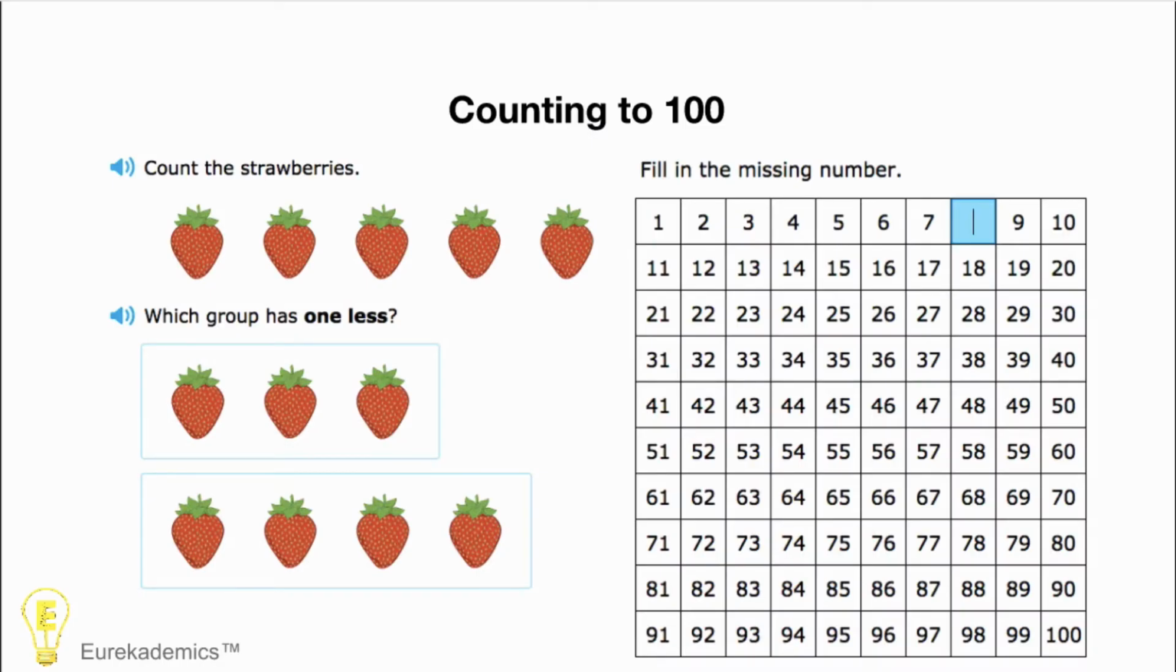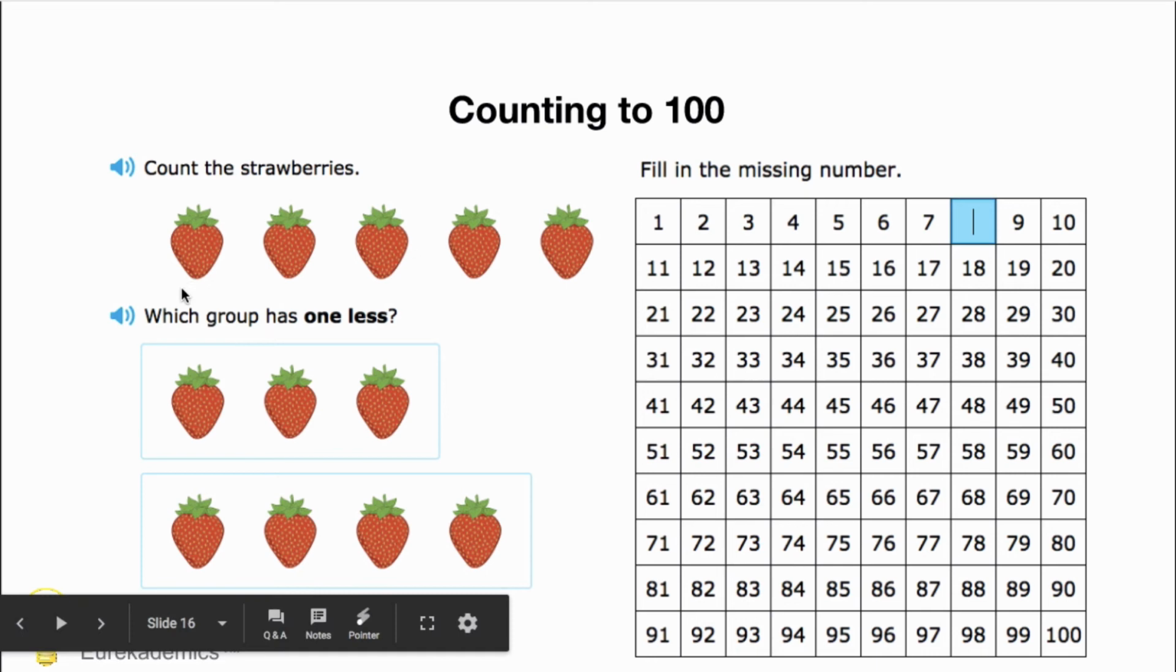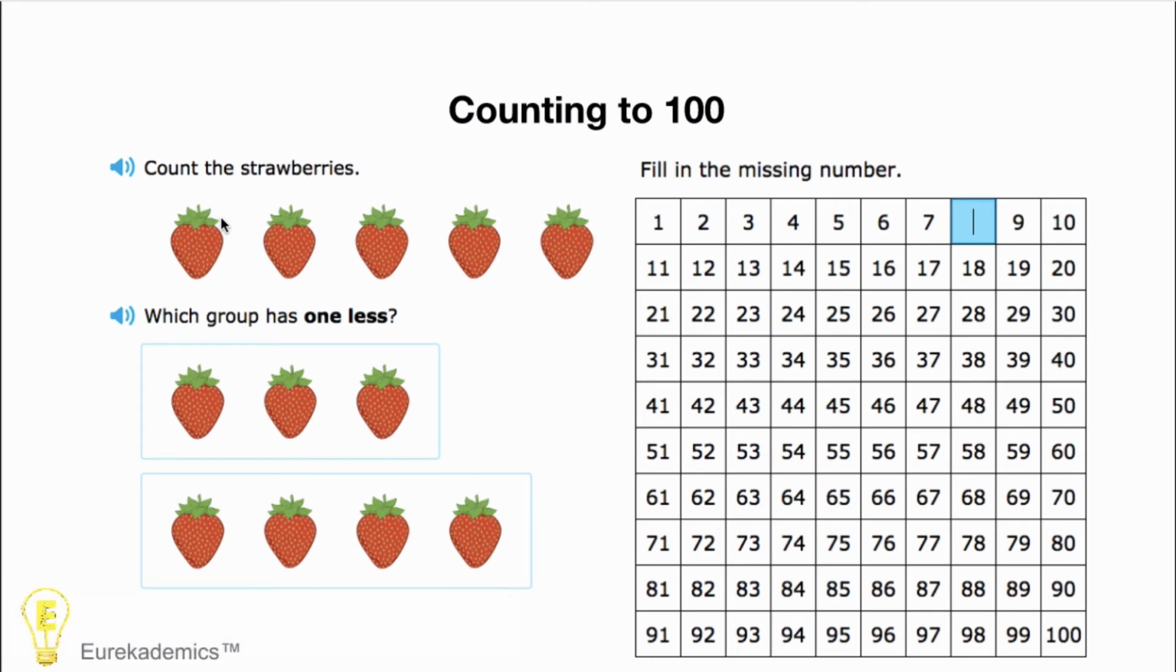All right, so let's just practice a little bit of counting. Let's see if we can figure out how many strawberries we have. Let's count together. 1, 2, 3, 4, 5. Awesome. Now we're going to learn a little basic arithmetic.